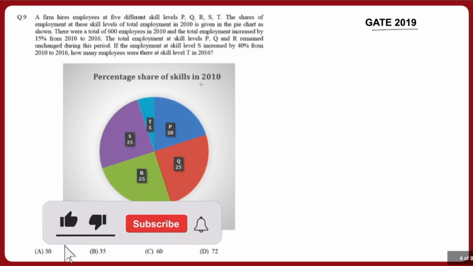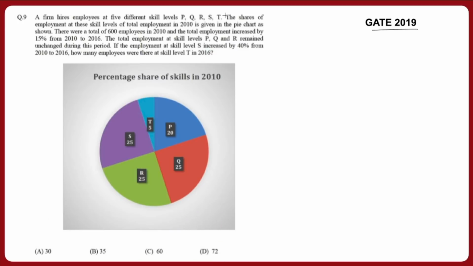Okay, so this question was asked in GATE 2019. It says that a firm hires employees at 5 different skill levels, P, Q, R, S, T. The shares of the employment at these skill levels of total employment in 2010 is given in the pie chart as shown. There were total 600 employees in 2010, and the total employment increased by 15% from 2010 to 2016. The total employment at skill levels P, Q and R remained unchanged during this period. If the employment at skill level S is increased by 40% from 2010 to 2016, then how many employees were there at skill level T in 2016?